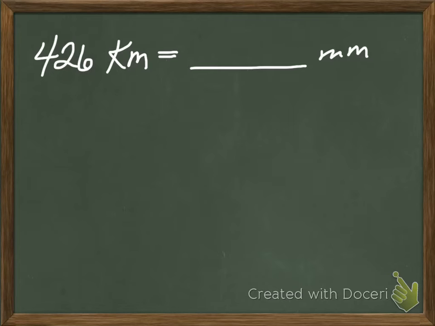So I'm just admitting right up front that this is dumb in terms of an actual real-world example. We'll get to better ones, I promise you. So you're given kilometers, and you're looking to convert to millimeters.